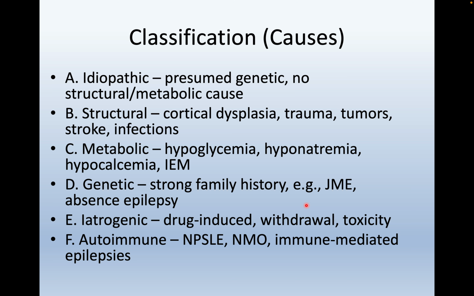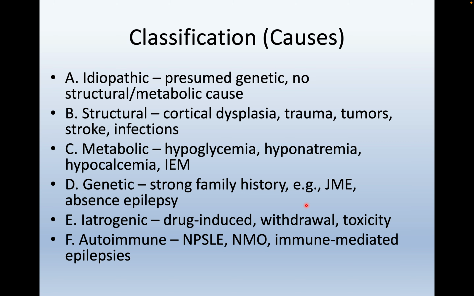And if you would like to classify our causes so we can easily memorize them, it could be idiopathic, A, B, C, D. A, idiopathic, presumed genetic, no other structural or metabolic cause. Structural like cortical dysplasia, tumor, trauma, stroke, infection. It could be due to metabolic causes: hypoglycemia, hyponatremia, hypocalcemia, or inborn error of metabolism.